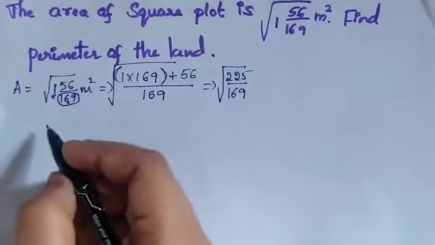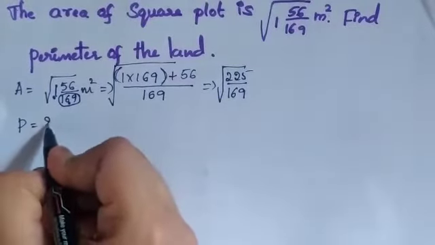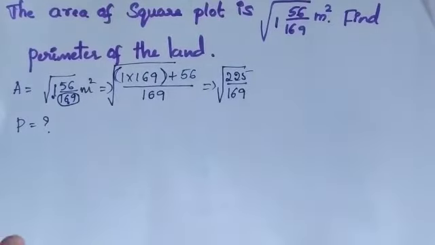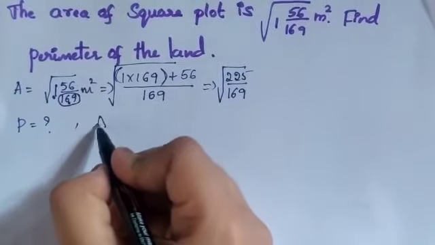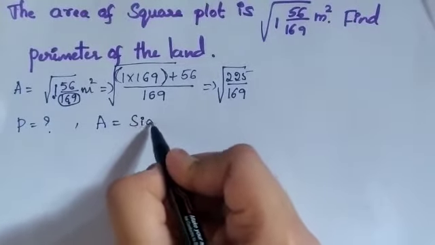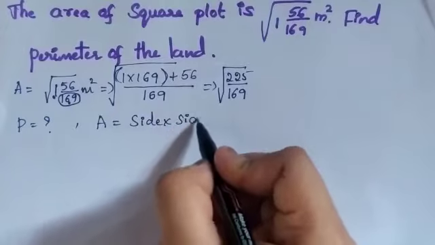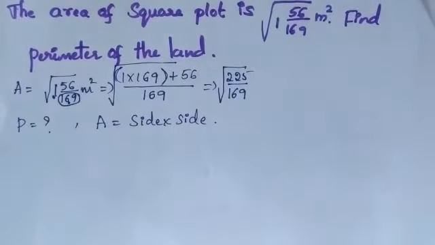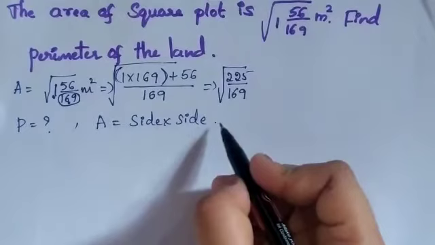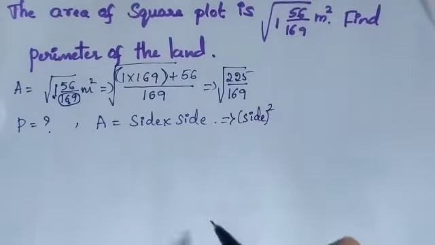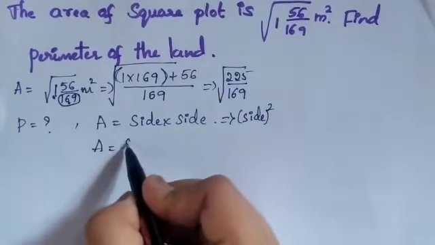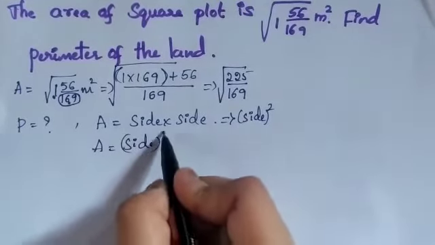Okay, so now what is the formula? We have to find the perimeter here. If you want to find the perimeter, you know perimeter equals 4 into side. To find out the perimeter, we want the side value. So by using area, we are going to find the side here. Area is equals to, you know, side into side. Correct. Area of the square is side into side. So side into side I can write as side whole square. Correct. So area will be equal to side whole square.